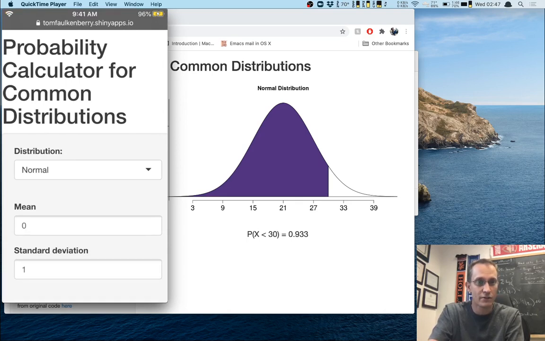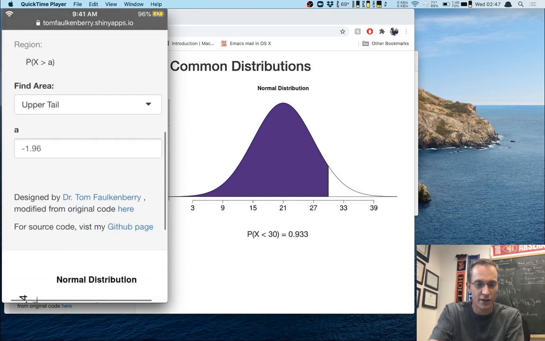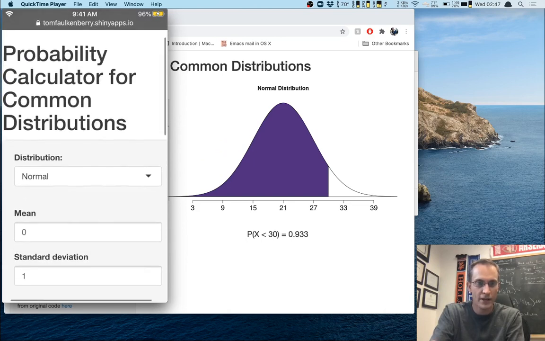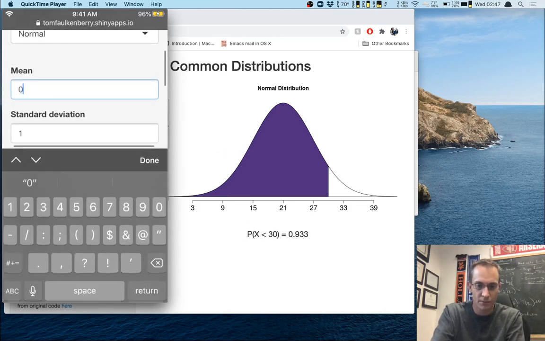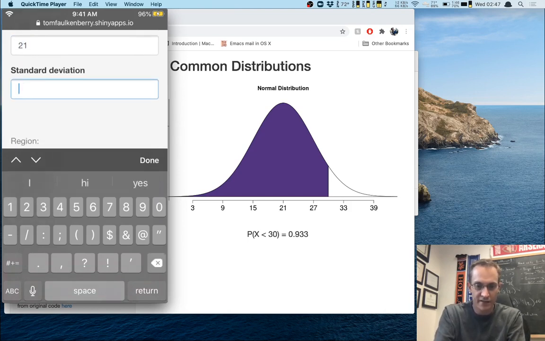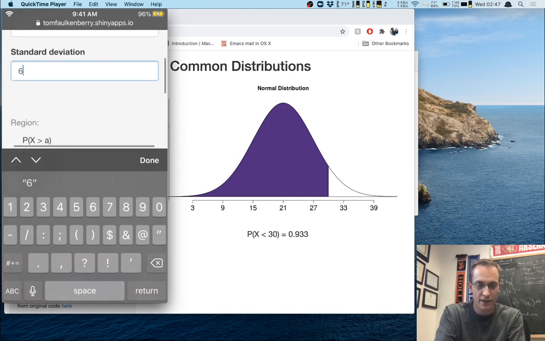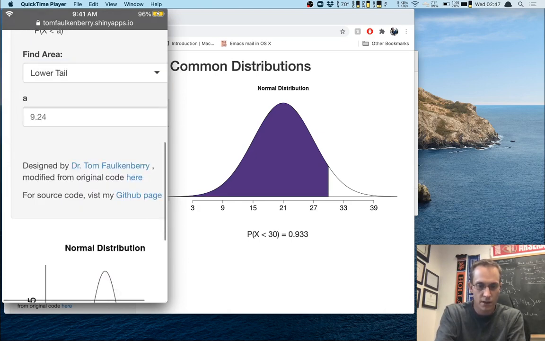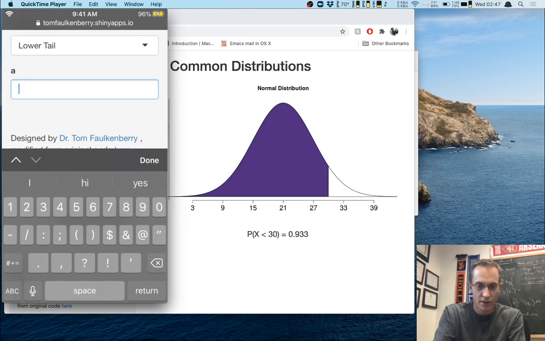So instead of having a left to right orientation, you have all your stuff here. You have to go down for the picture. So let's just recreate this problem. The mean is 21, so I just type that in there. Standard deviation is 6, okay? And then I want the lower tail, and then I want the lower tail from 30 to the left.